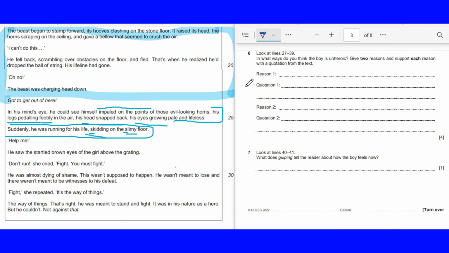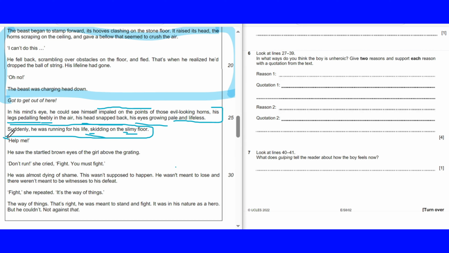Look at lines 27 till 39. So we start from here. 27, till 29 is here. These three sentences. In what ways do you think the boy is unheroic? Give two reasons and support each reason with a quotation from the text. First reason and a quotation. Second reason. Okay, 10 seconds.